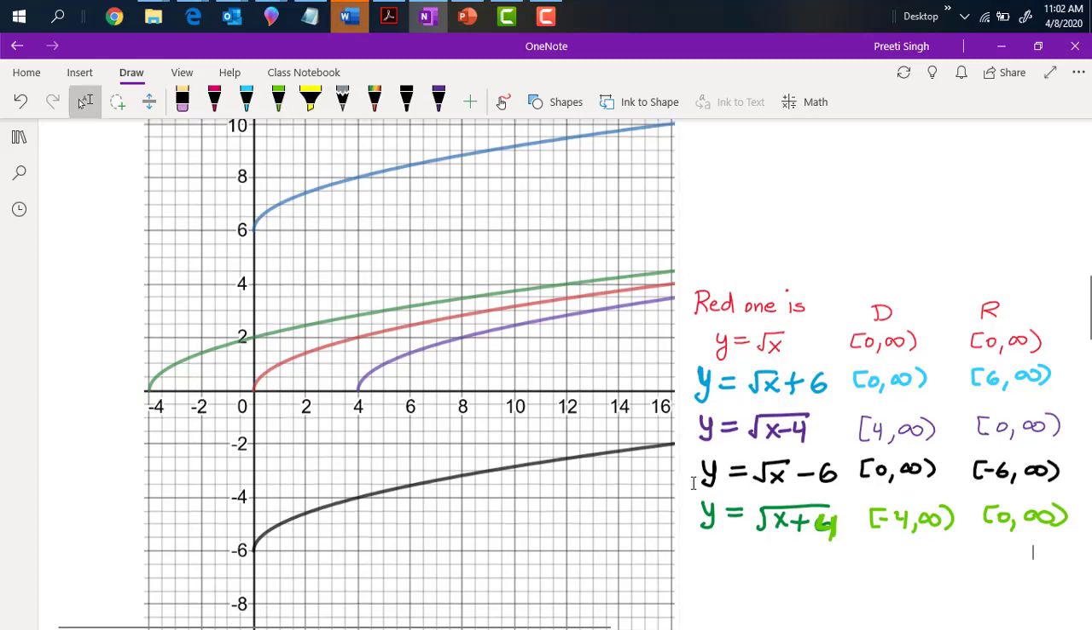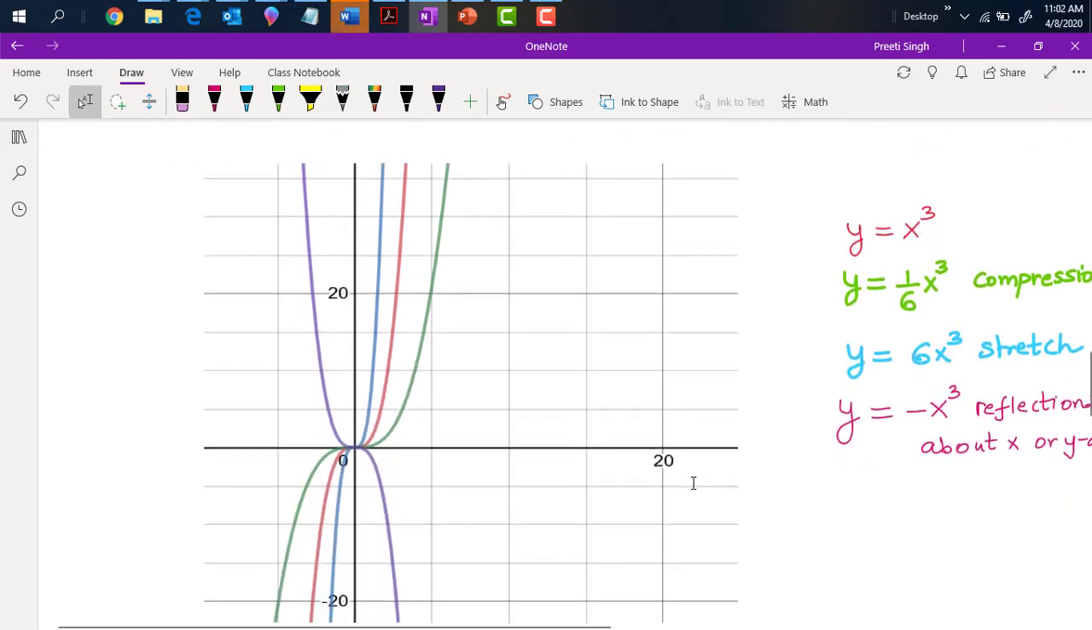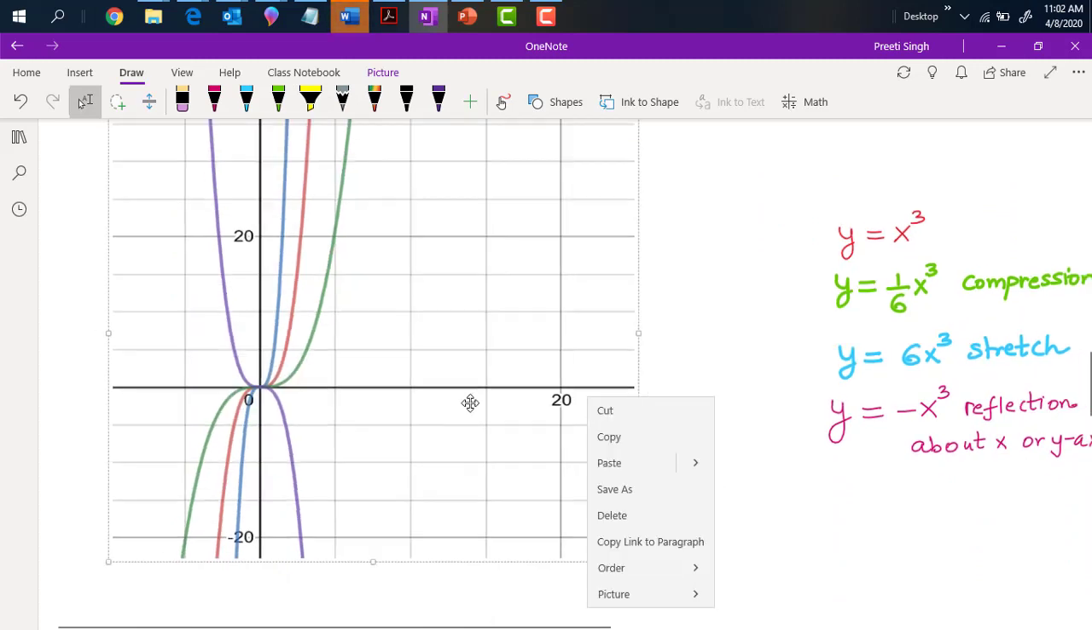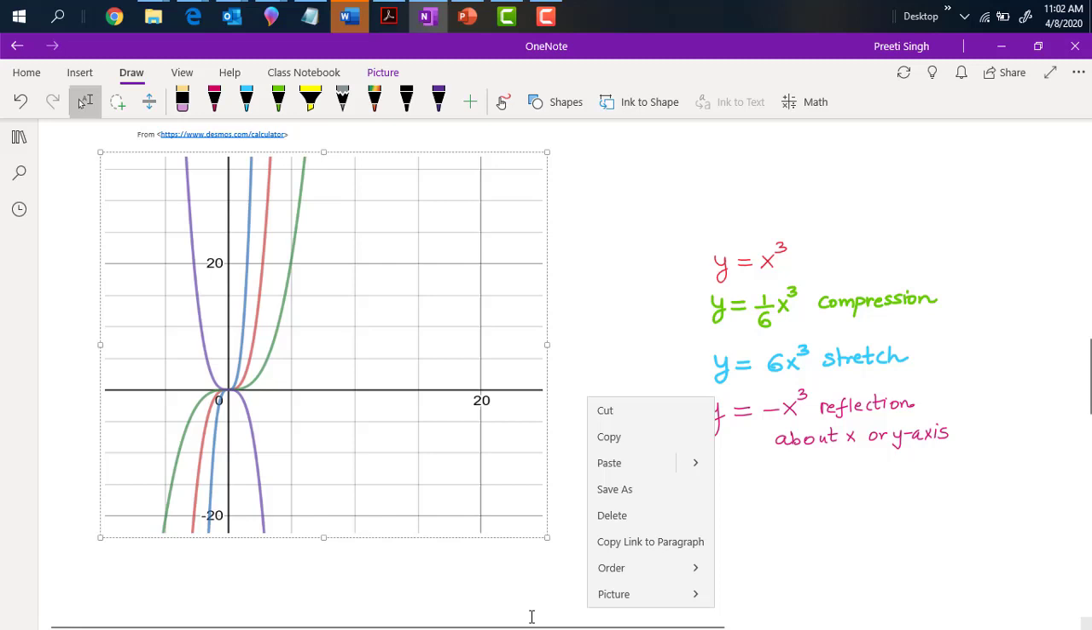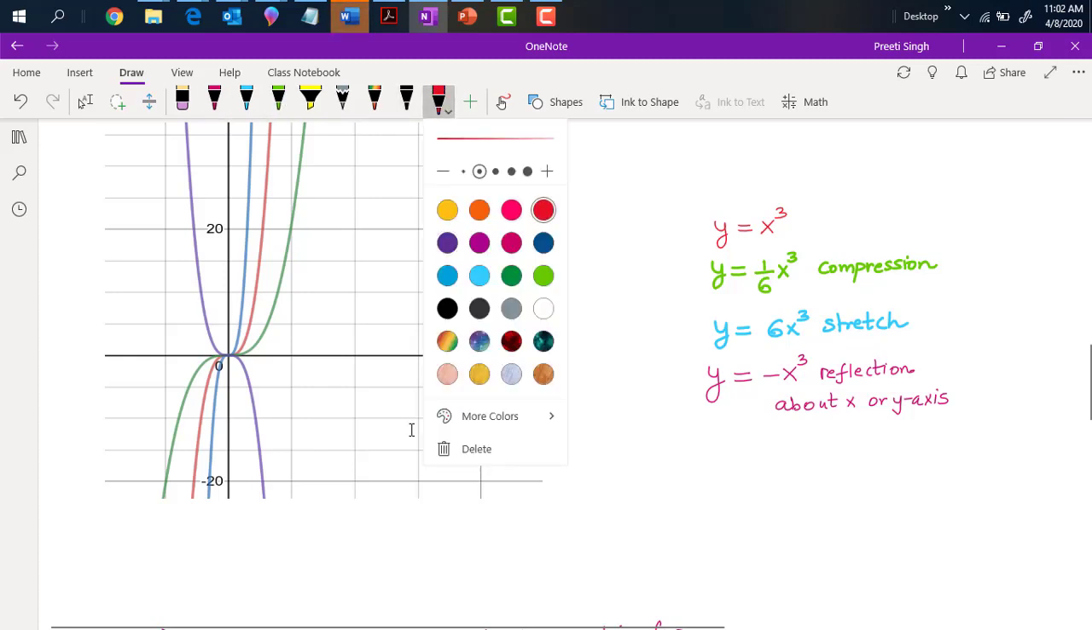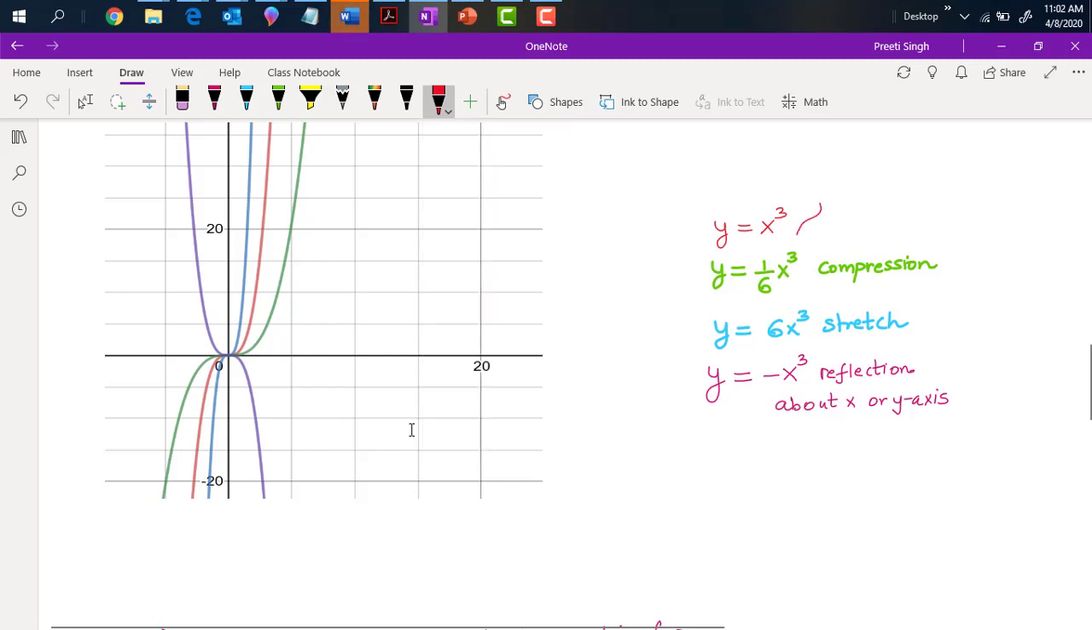Okay, so the next graph, as you see here, is where I have done some stretches and reflections. The parent function is y equals x cube here, which looks like this. Let me draw a small version right here next to it. So y equals x cube looks like this. The domain and range for this function is negative infinity to infinity, domain as well as range.